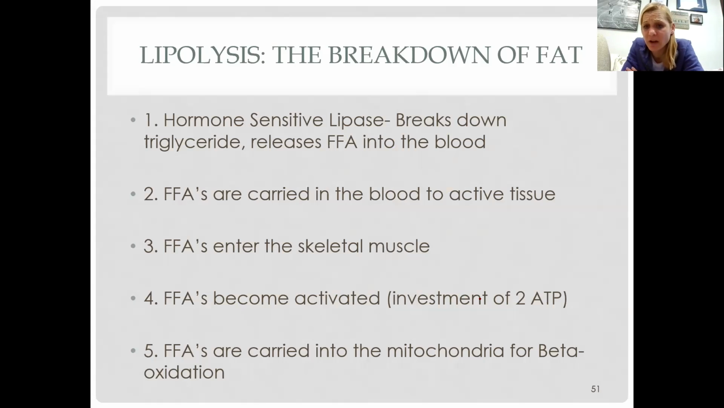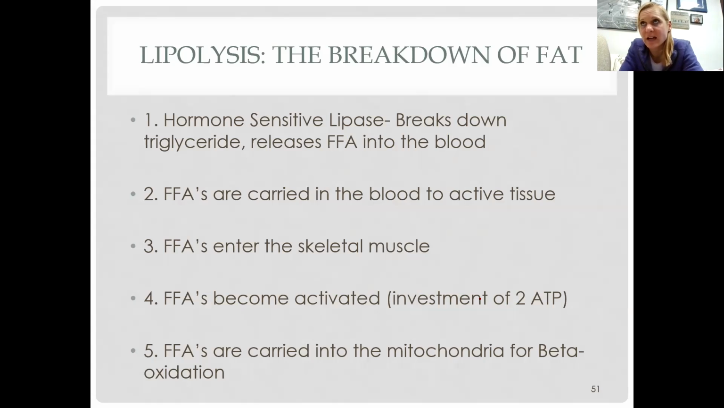Okay, we talked briefly about fats, and I want to spend just a little bit more time talking about how we use fats as a fuel. So lipolysis is the breakdown of fats. And what we're going to do first is we need to get those fats out of storage. And so we have fats stored basically everywhere in the body.